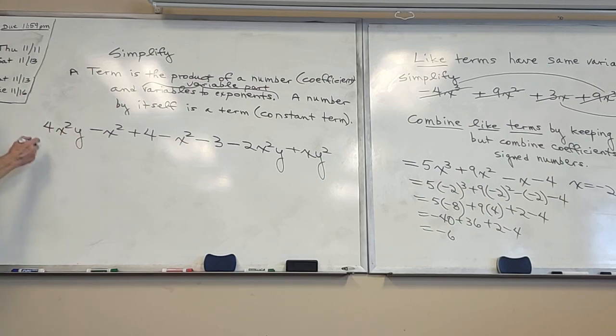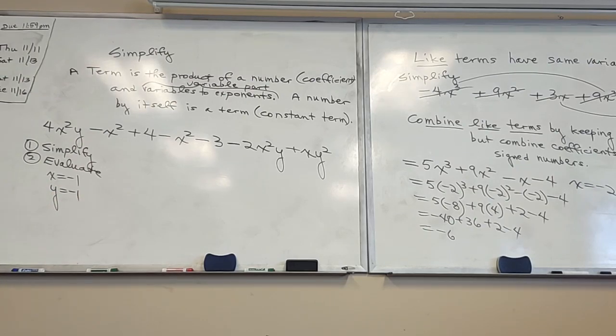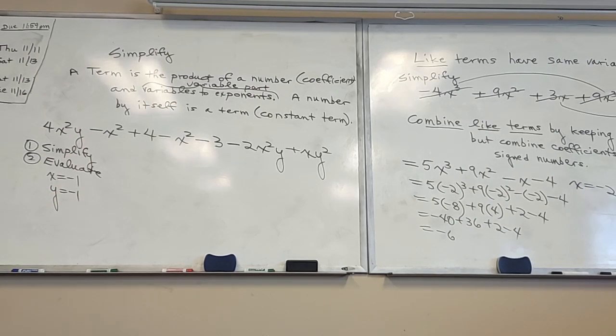Anyway, yeah, that's right. So I might ask you now two steps. First step, simplify. Second step, evaluate. And let's just make it simple for a change. X equal -1, Y equal -1. Now actually, you could do that in the original pretty easy. But need to simplify first.